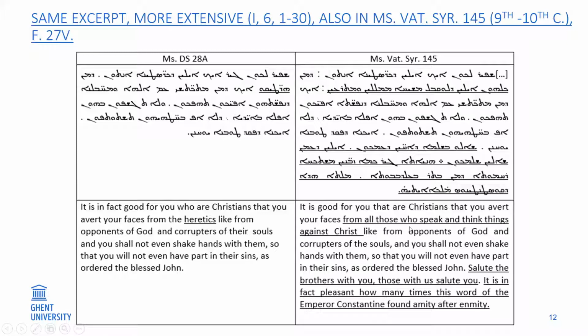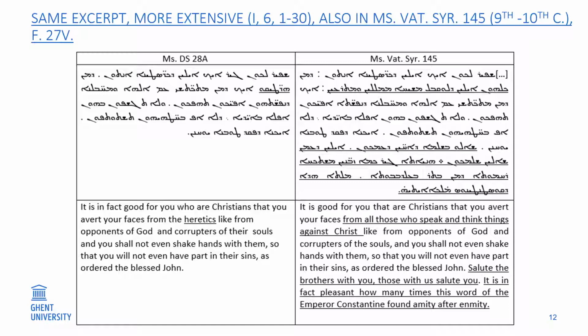As it is in Greek, the Vatican manuscript reads, a virtue faces from all those who speak and think things against Christ, whereas manuscript Deir al-Surian only has heretics. So it's like our manuscript used, instead of a periphrasis, one single word that was straight to the point and fitting the general aim and content of the section. Of course, the final part of the Vaticanus is different from our manuscript, but that's because the Vatican continues with the translation of the chapter, whereas our manuscript, as we said, just put the quotation from John.